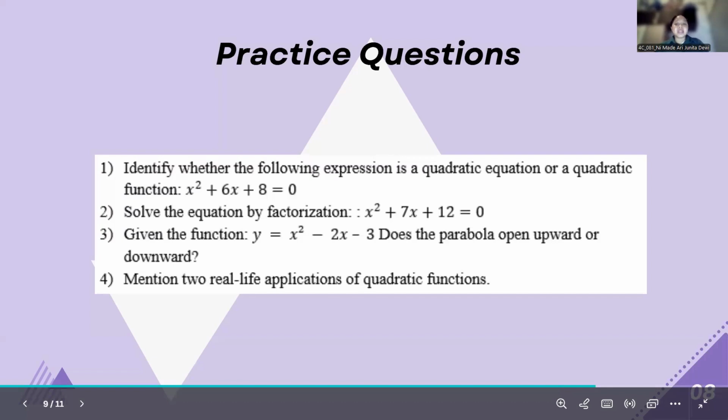Next is the practice. Before we end the lesson, please look at the practice questions on this screen. You can pause the video for a moment and try to answer them by yourself. These questions will help you review your understanding of quadratic equations and quadratic functions. Okay, remember that there are four numbers: 1, 2, 3, and 4. Note, guys.